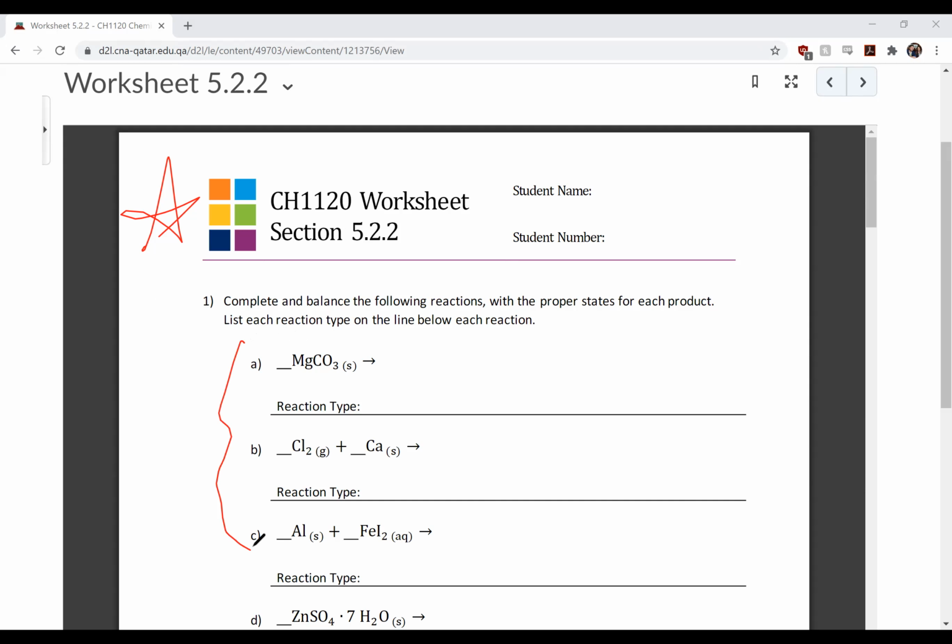Well, actually, first, let's read the question. Complete and balance the following reactions with the proper states for each product. So when I say states, I mean solid, liquid, gas. And also it wants me to list the reaction type. This is probably one of the hardest worksheets of all of the worksheets, and definitely one I would practice.